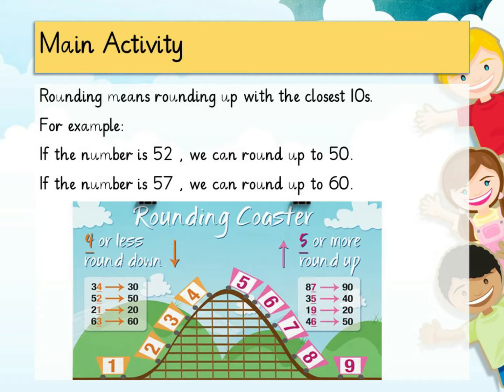To clarify the concept of rounding, let's discuss some examples as well. If the number given is 52, which is to be rounded, that comes before halfway, and it will be rounded down as 50. And if the number given is 57, that comes after halfway, and it will become 60 as it will be rounded up.